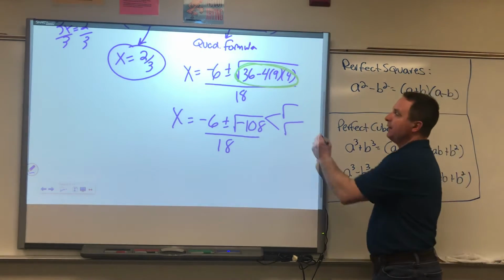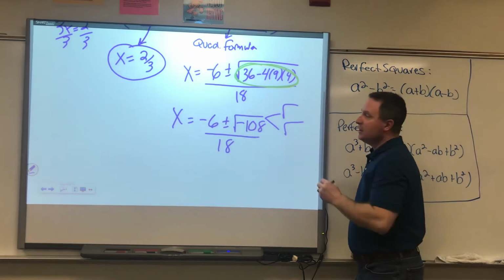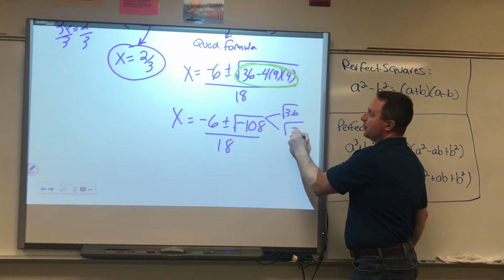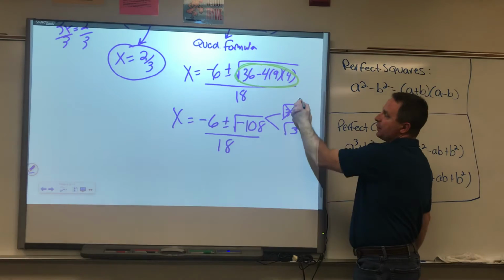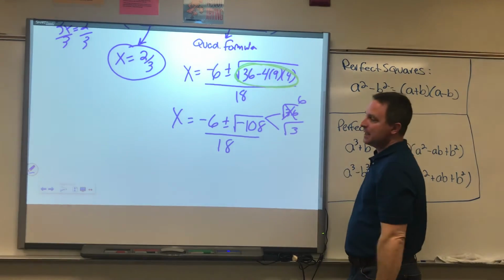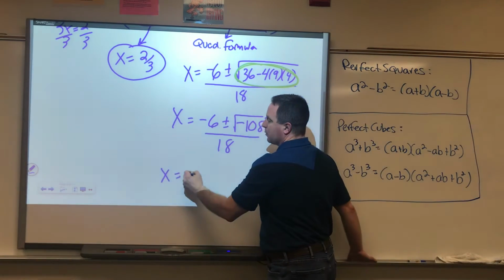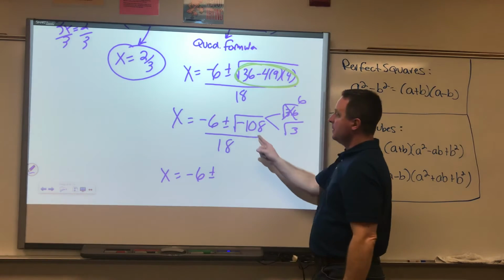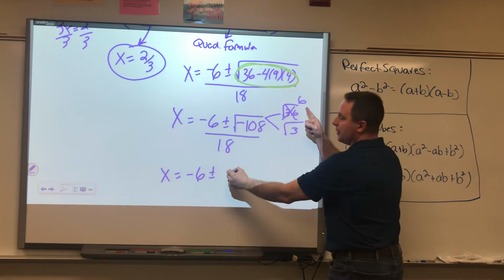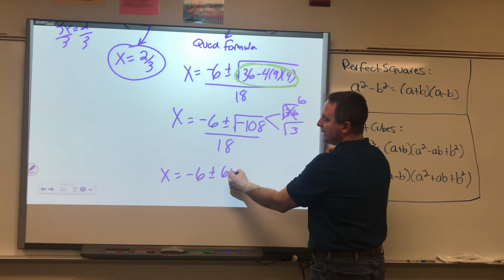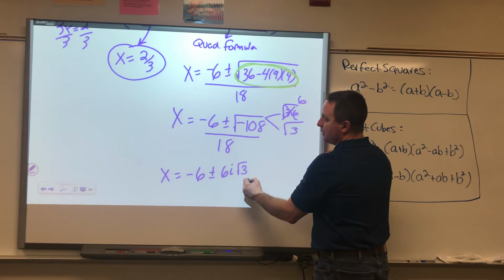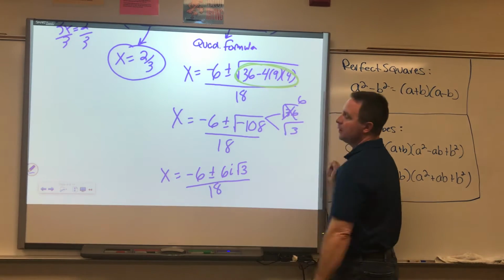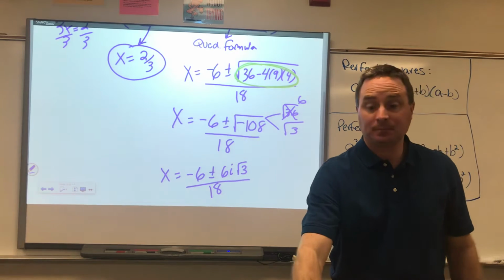If you looked at your factor sheet, the two black ones are 36 and 3. And we know the square root of 36 is 6. So I can simplify this one more time. The square root of 108 is going to turn into a plus or minus 6, and because it's negative, it's going to have an I with the square root of 3 all over 18.